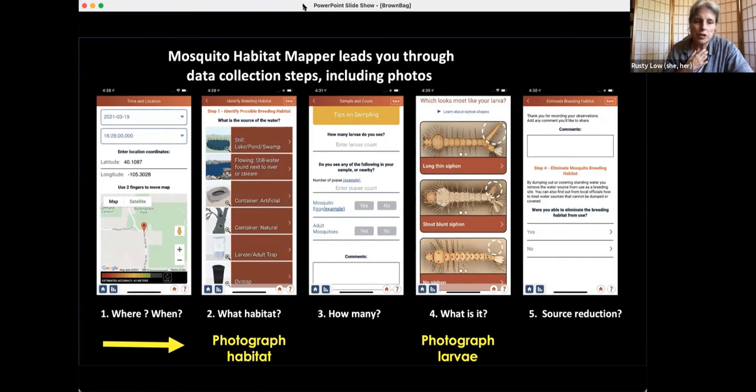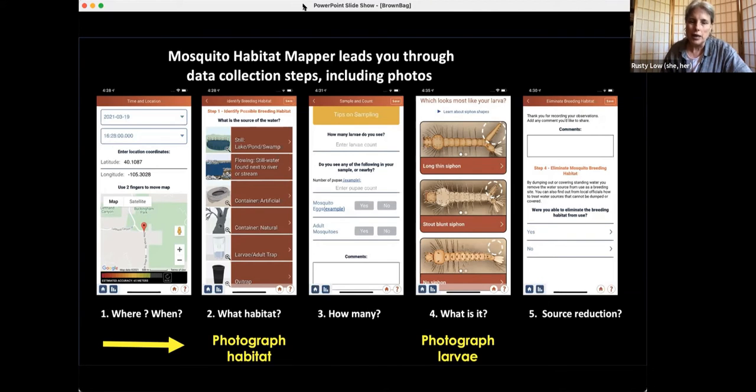But basically, the steps are easy. You just open up the app, and the GPS receiver in your mobile device automatically identifies the latitude and longitude. You also have the date and the time. There's a little accuracy bar on the bottom. You press that a couple times until you get between 6 to say 8 or 12 meters, if you can, because that's about the accuracy that you're able to get using a mobile device. And then you just say, where's the source of the water? Well, I'm looking at a flower pot. I'm looking at a tire.